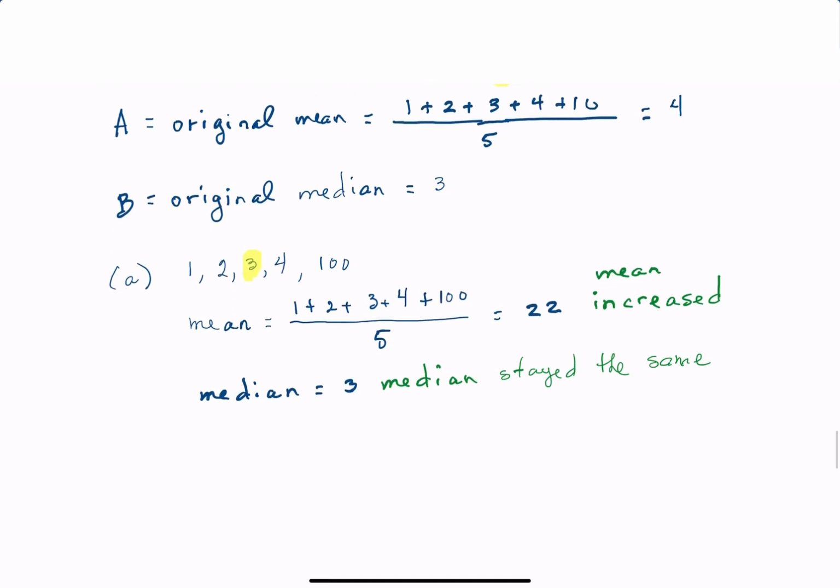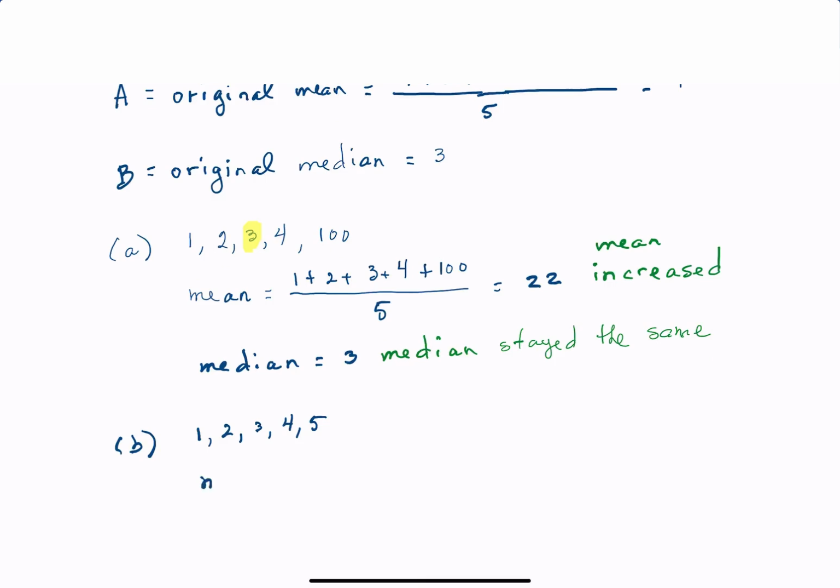Part B of the problem asks us to consider what would happen if the highest data value in the original data set, so that 10, was decreased but not decreased below the original median 3. So let's say that 10 decreases to, let's say 5. So that's a decrease, but it hasn't been decreased below B, the original median.